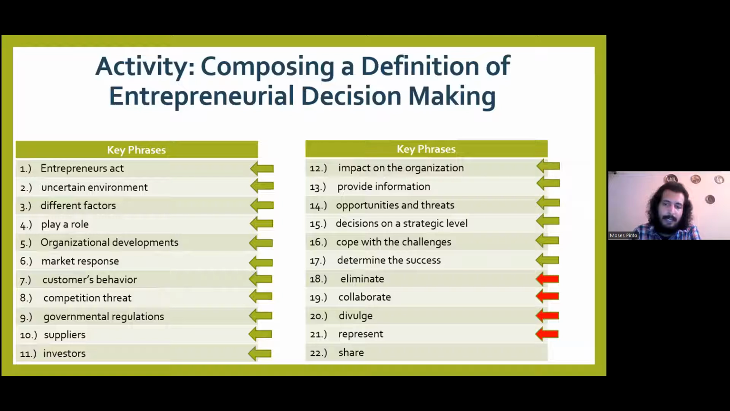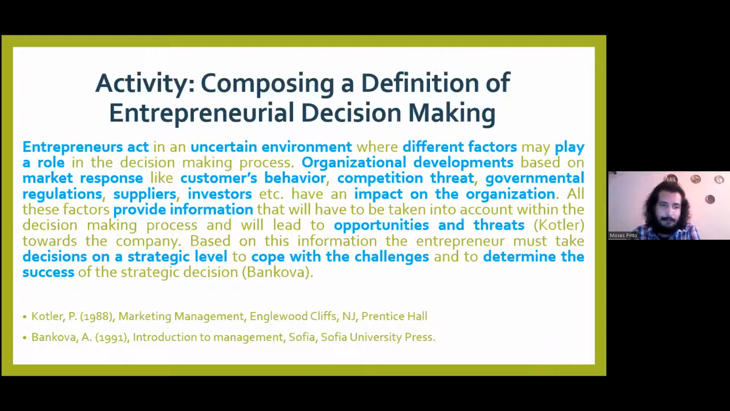So let's look at the definition after incorporating all these key phrases in the most efficient manner. And that is this one. It reads: entrepreneurs act in an uncertain environment where different factors may play a role in the decision-making process. Organizational developments based on market response, like customers' behavior, competition threat, governmental regulations, suppliers, investors, etc., have an impact on the organization. All decision-making processes will lead to opportunities and threats towards the company.